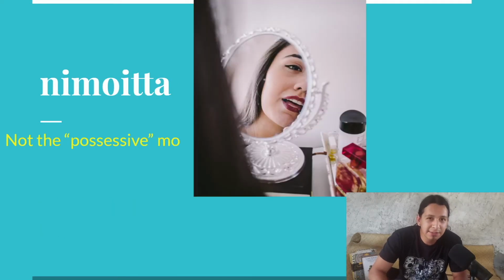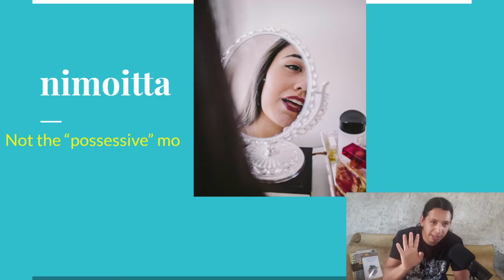Now, the reflexive is pretty simple. It's just mo in the Huasteca. In other varieties, it might be no, like in the state of Guerrero, it will be no. But in the Huasteca, it's pronounced mo with an M. A big caveat here, we're not talking about the possessive mo. Remember when I said Kenihki mo toca, what's your name? This does not mean mo as in your name.